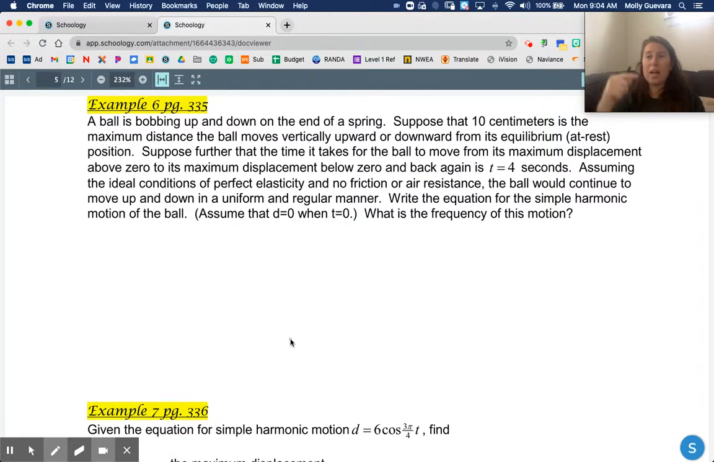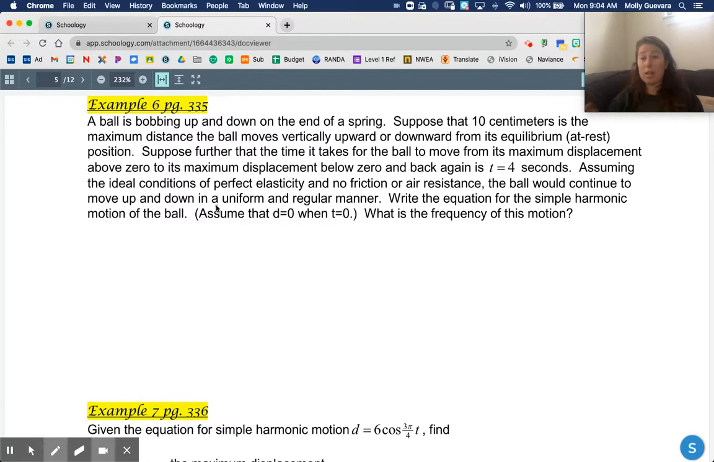So what I say is we're in math world, right? Where it keeps going forever and ever. Where we know in the real world, eventually it will stop. Write the equation for the simple harmonic motion of the ball. Assume that d equals 0 when t equals 0. What is the frequency of this motion?